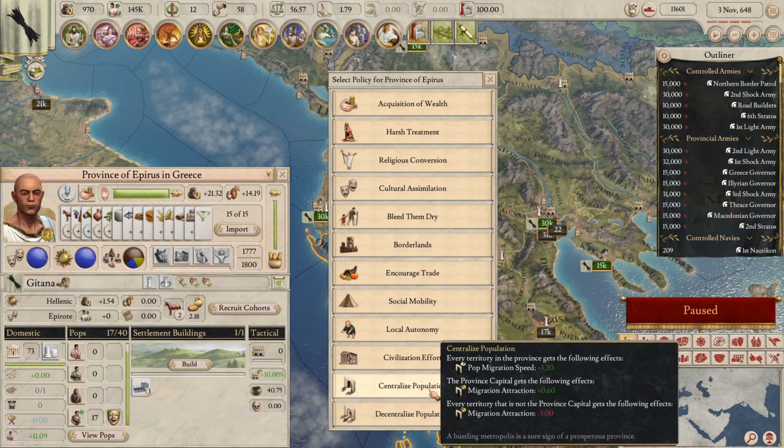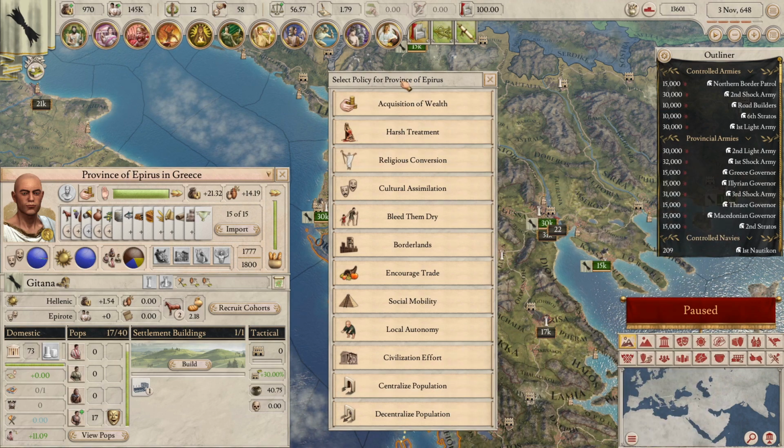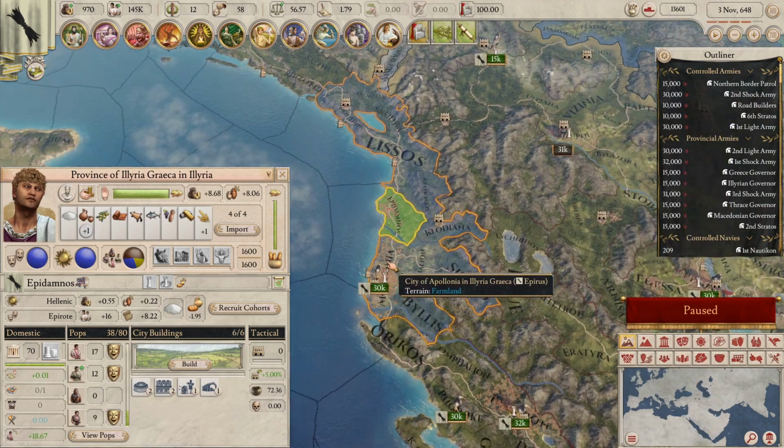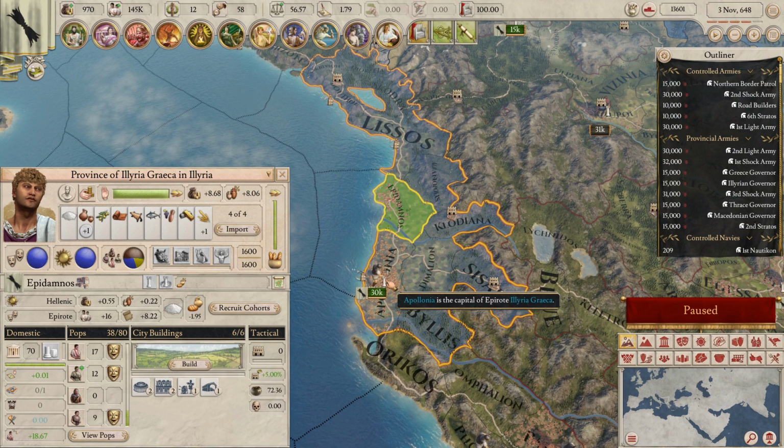Finally, we have centralized and decentralized POPs. The former increases every territory in the province's migration speed, meaning that POPs will move around faster. It also increases the migration attraction of the province capital, which is marked by a pillar on the map. I will show you here, for example. The province capital of Illyria Graecia is Apollonia. It is marked by the little pillar, which is situated here. It also decreases the migration attraction of every other territory in the province. This has the effect of drawing your POPs in the province from other territories to the province capital.